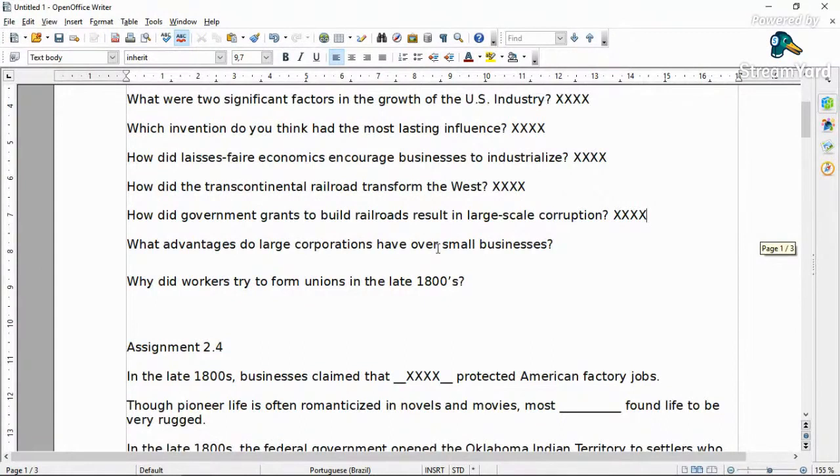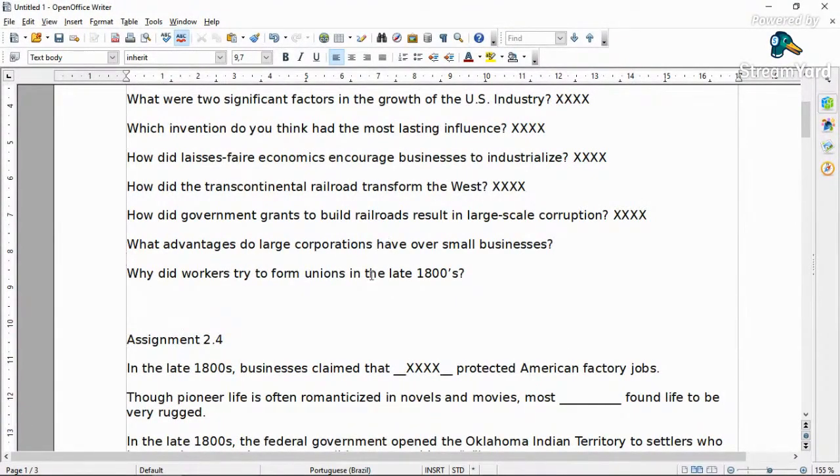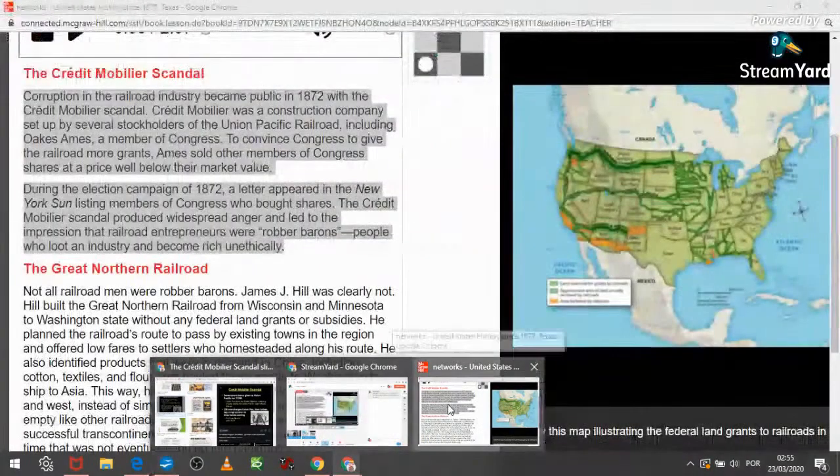Government grants resulted in large-scale corruption because, hey, if the government's giving me free money, it's kind of easy for me to trick the government and trick politicians into giving me more. Okay, so this is how it creates large-scale corruption. And we still have corruption to this day, right? We're almost finished, guys. Look at that. Two more questions. What advantages do large corporations have over small businesses, and why did workers try to form unions in the 1800s?